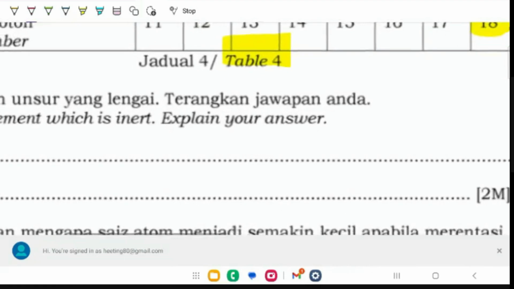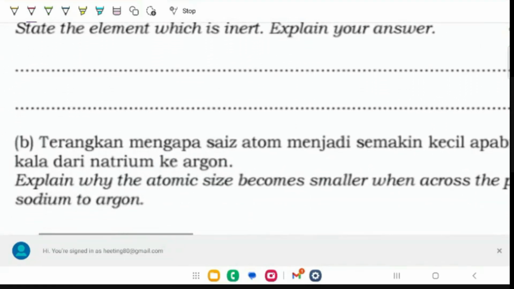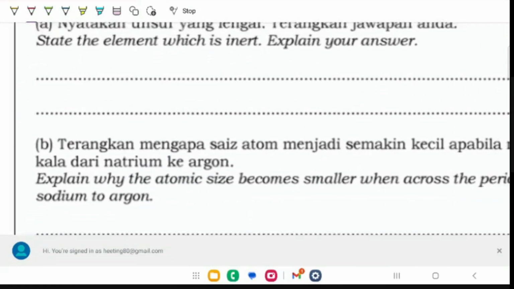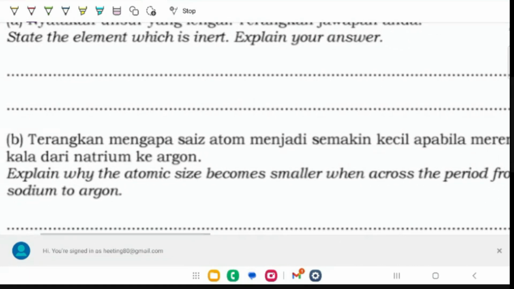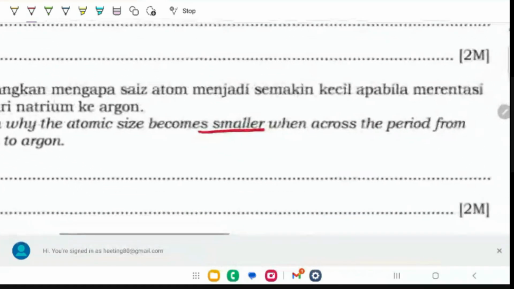Now, explain why the atomic size becomes smaller across the period. Here it is already mentioned that it becomes smaller. Sometimes the question will ask you to explain the change in the atomic size, so you have to mention that it becomes smaller across the period. Now explain why. So 2 marks.